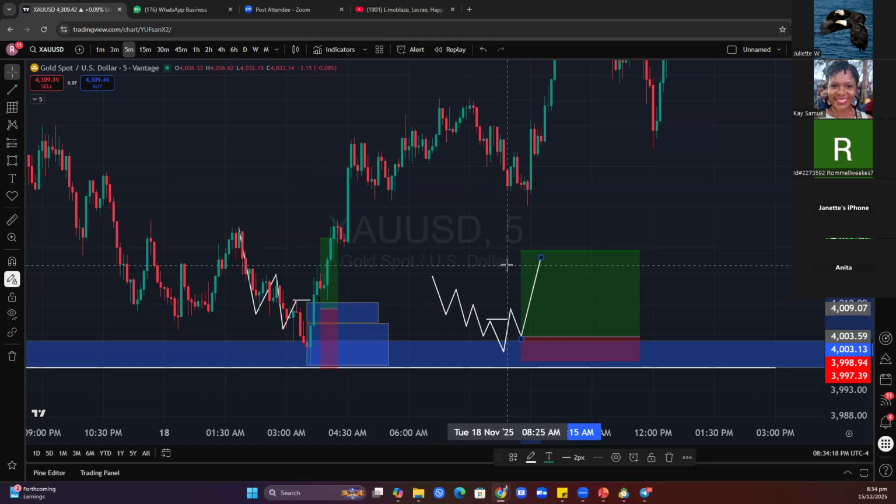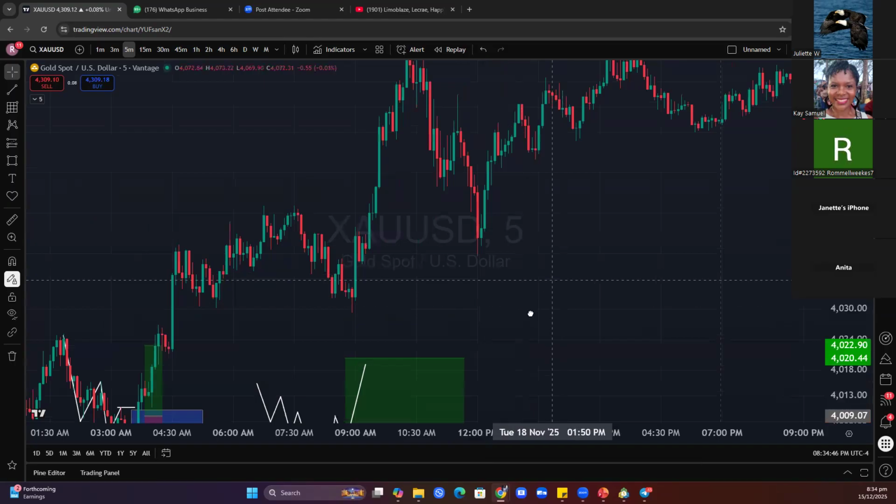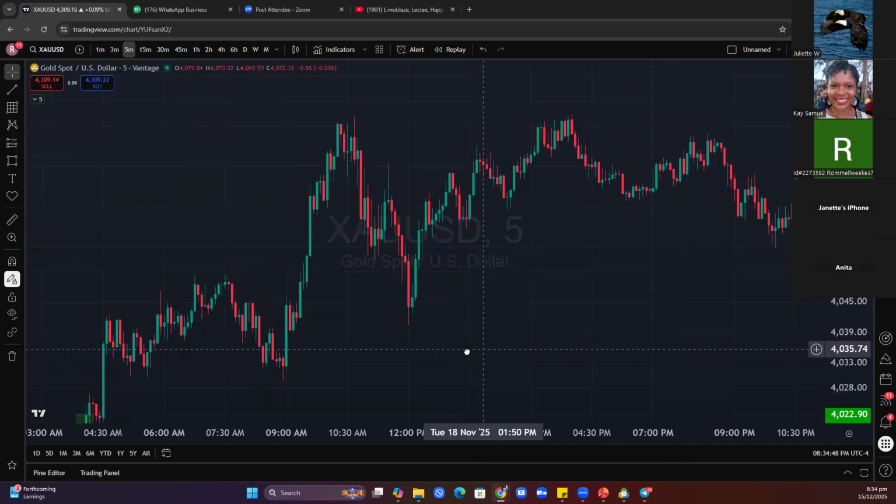Same thing, we just went over it, all right? Let me know if that was clear, because that's all you want to see on a 5-minute time frame. Structure shift, imbalance. When price trades back into the imbalance, execute the trade, all right? I'm gonna give you many examples. Let's go.